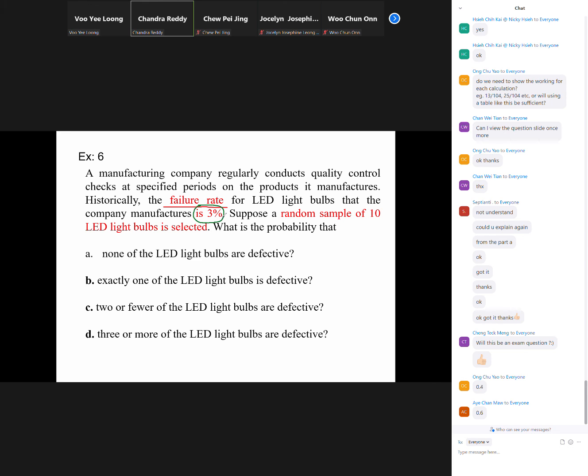So 3% is the failure rate, and this is the probability pi. So pi is 3% means you can say pi is equal to 3 over 100, that gives you 0.03. Then you're taking a random sample of 10. So n is equal to 10 for this problem.